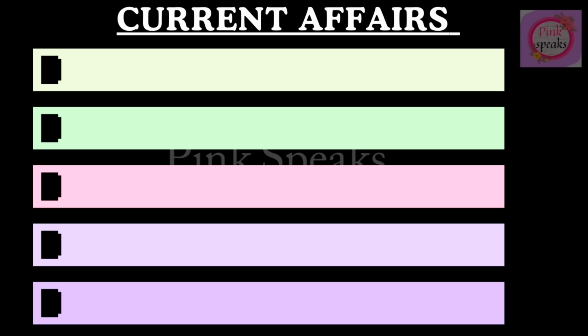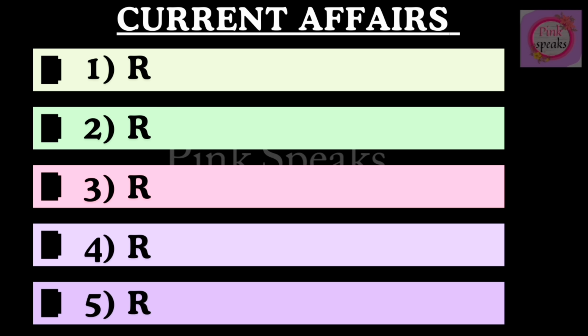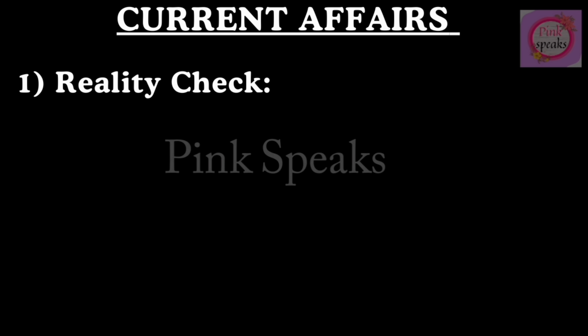So without any delay, let's get started. Here I am dividing this video into 5 sections so that it will be easy to understand. It will be like a 5R model in which the first R means reality check. I mean, before learning about how to read and how to follow CA sources, let's understand what the reality is at present.